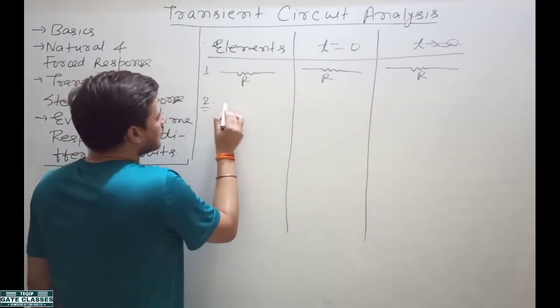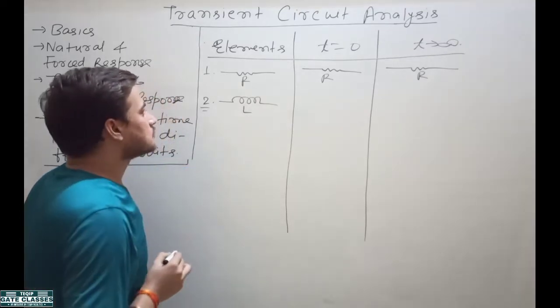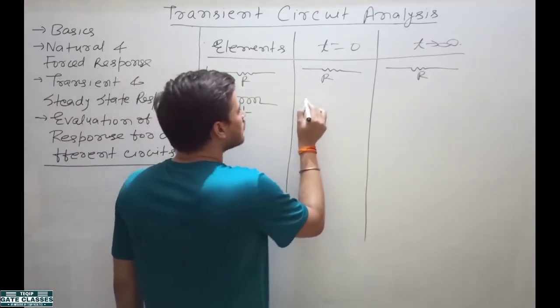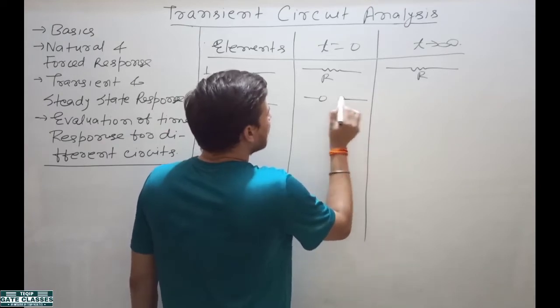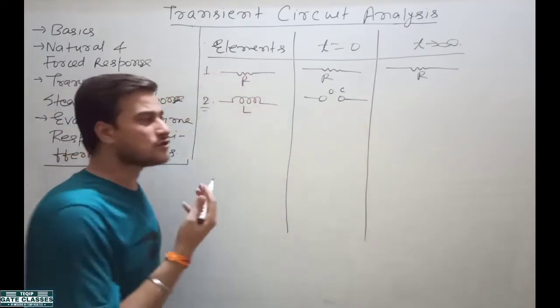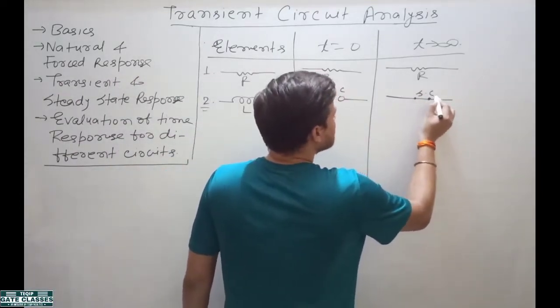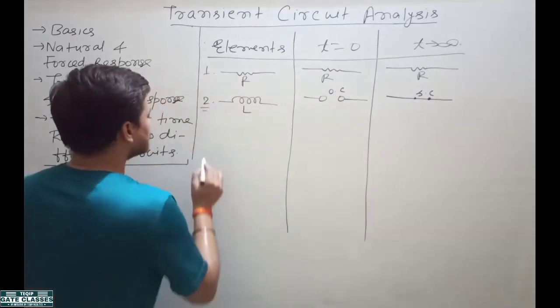Second case, you are having an inductor. At t equal to 0, the inductor will be acting like an open circuit. Now when time t tends to infinity, the inductor acts like a short circuit. Here it is shown by a short circuit.